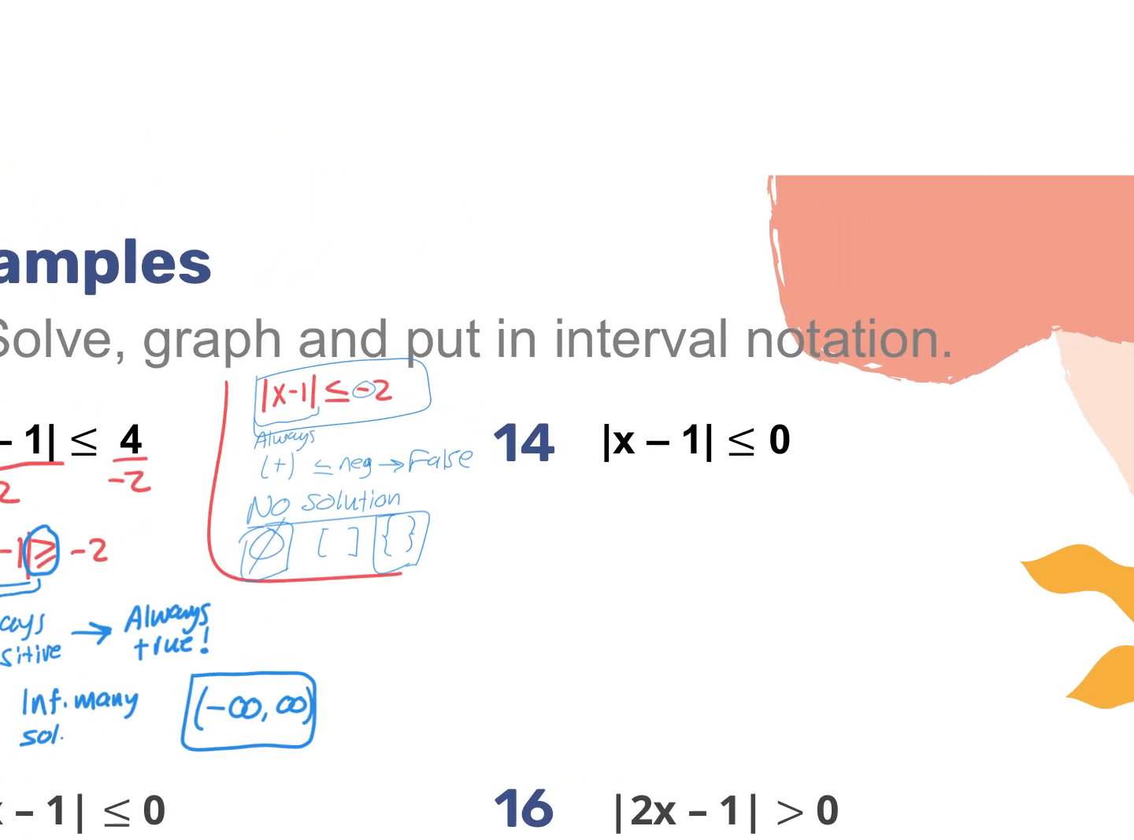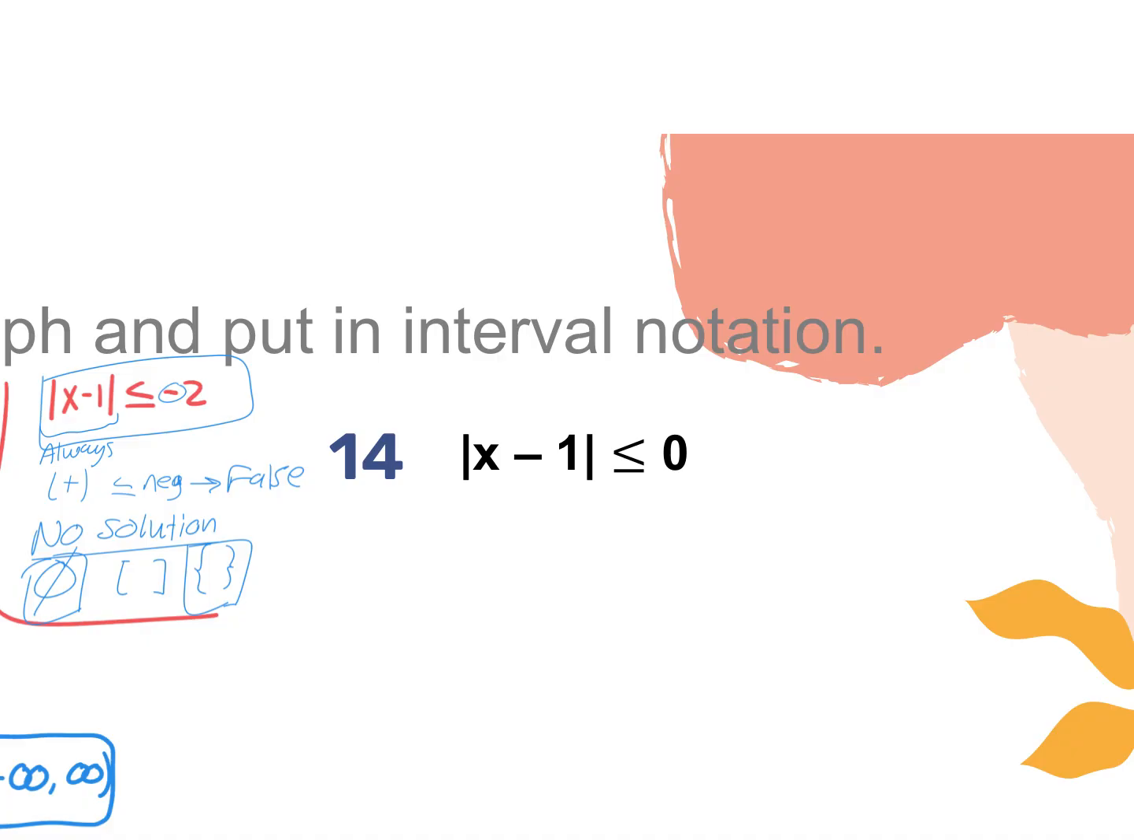Our next one is another special case. Again, we want to get our absolute value bar completely by itself, and in this case it is. So if I have the absolute value of x minus 1, think about what this is saying: is less than or equal to 0. Think about what can go inside of the absolute value. Anything can go inside, and I'm always going to get a positive. Always positive, that can never be less than 0.